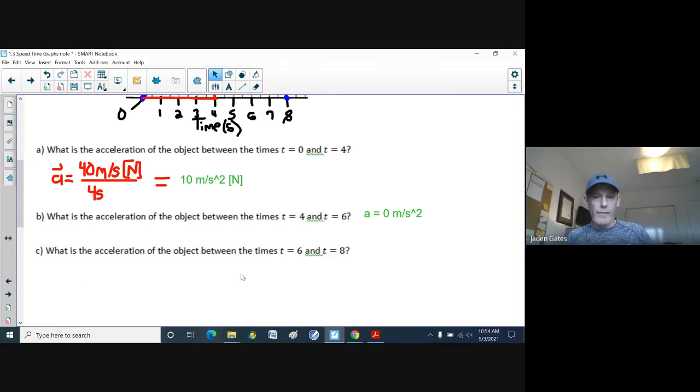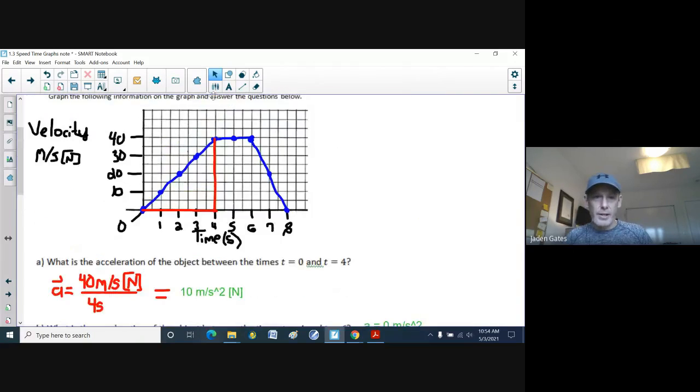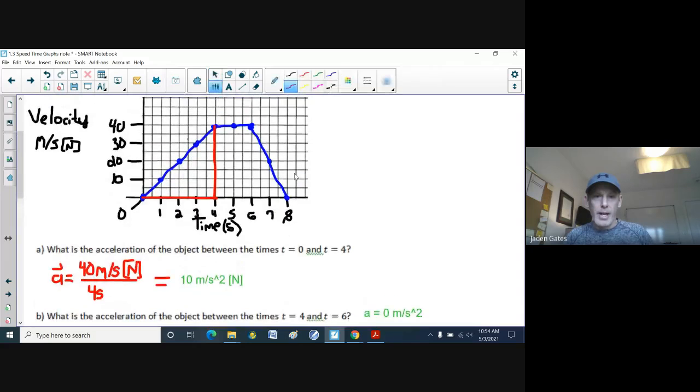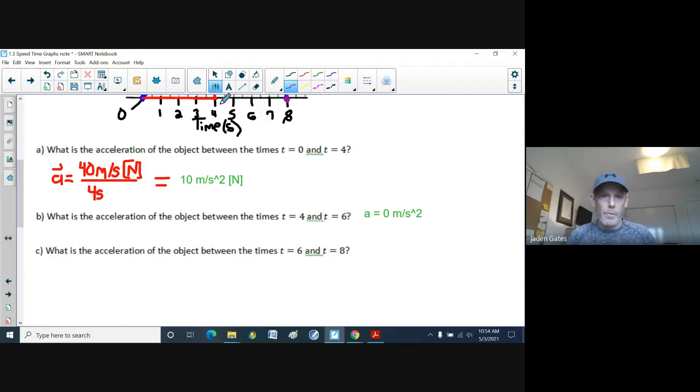What is the acceleration of the object between 6 and 8? Again, I have to use my rise over my run. So I'm going from 6 down to 8. I go across and then down. My run, 6 to 8, is going to be 2 seconds. And then I'm going down from 40 down to 0. So I'm going to find my slope again, my acceleration.